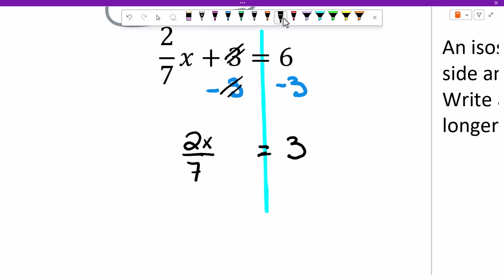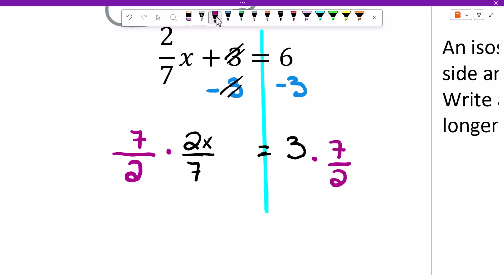Should we do this in one step or two steps? One. All right. So we want to get rid of the 7 and the 2 at the same time. They're both attached to this x, so we can get rid of them at the same time. To get rid of the 2, do we put it on the top or on the bottom? Bottom. A 2 on the top gets cancelled by a 2 on the bottom. That means the 7 has to go on the top.